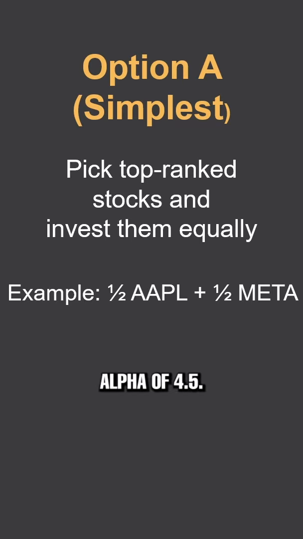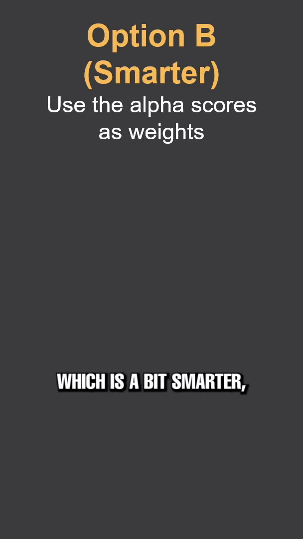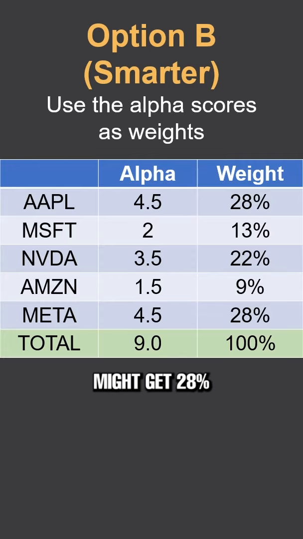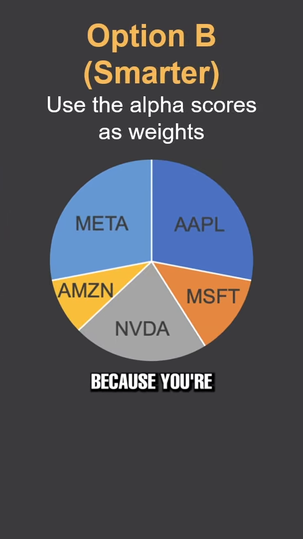alpha of 4.5. Option B, which is a bit smarter, uses the scores as portfolio weights. For instance, Apple and Meta might get 28%, Nvidia 22%, and so on, all based on their alpha scores relative to each other. This approach also gives you more diversification because you're spreading your investment across more names.